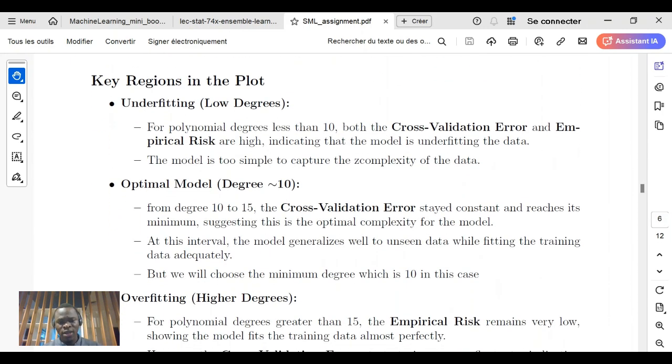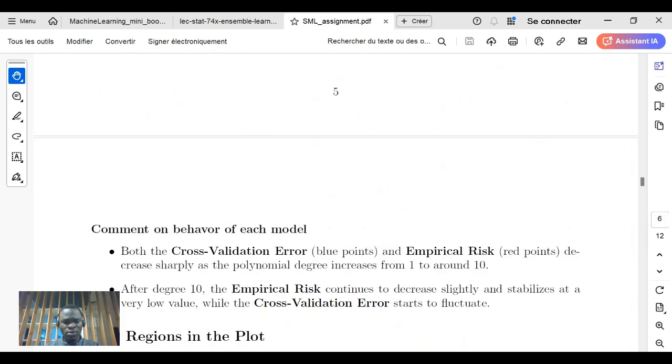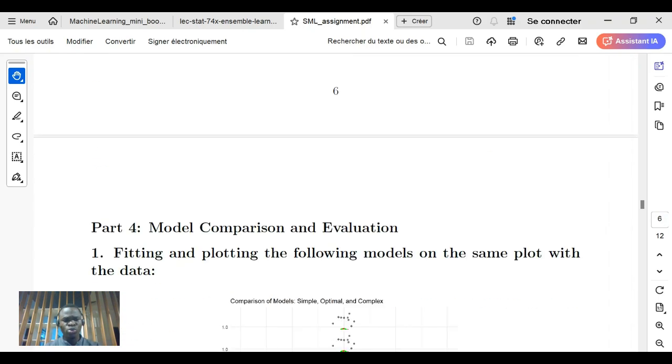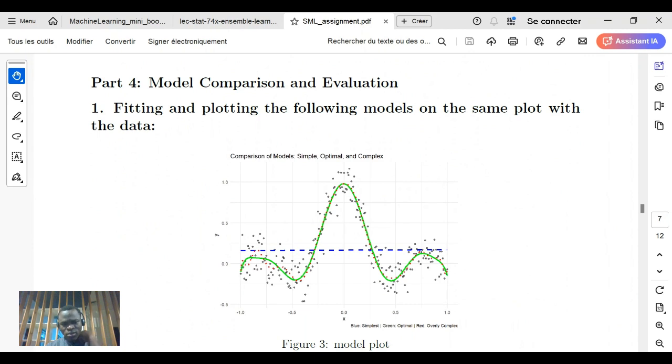We can see that for polynomial degree less than 10, both the cross validation error and empirical risk are high. From 10 onward, we have the minimum value of the degree p, and both of them are lower. In this case, we are in the case of underfitting, this one is the case of the sweet spot, and this one is the case of overfitting.